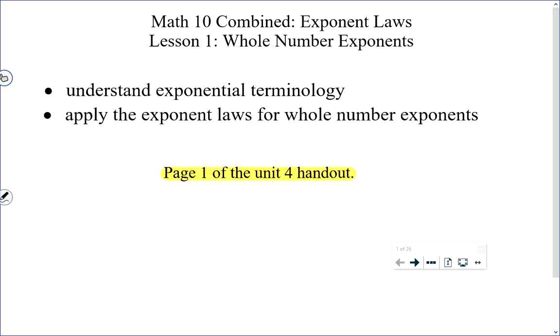The difference is the ways in which we're going to apply the exponent laws are going to be elevated to a high school level here. You can think of what I'm telling you as meaning the problems become more complicated. But before we get to more complicated problems, we have to review those exponent laws. So this is on page 1 of your new Unit 4 handout.